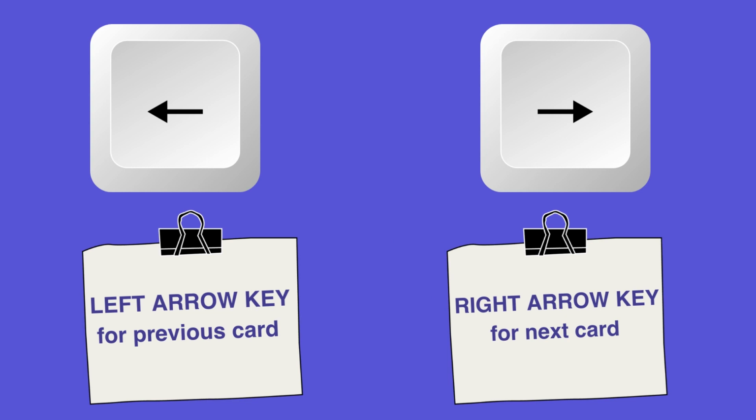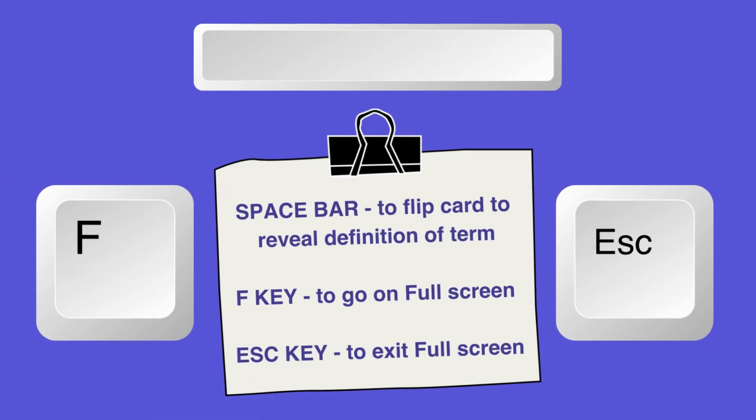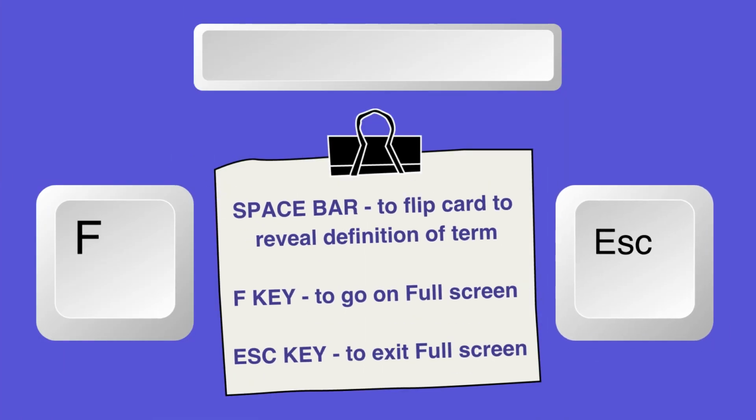Press the left arrow key to show the previous card, and the right arrow key to move to the next card. Press the S key to shuffle the flashcards and the L key to listen to what is written on the flashcard. Press the space bar to flip the card and reveal the definition of the term, the F key to go on full screen, and the escape key to exit from full screen mode.